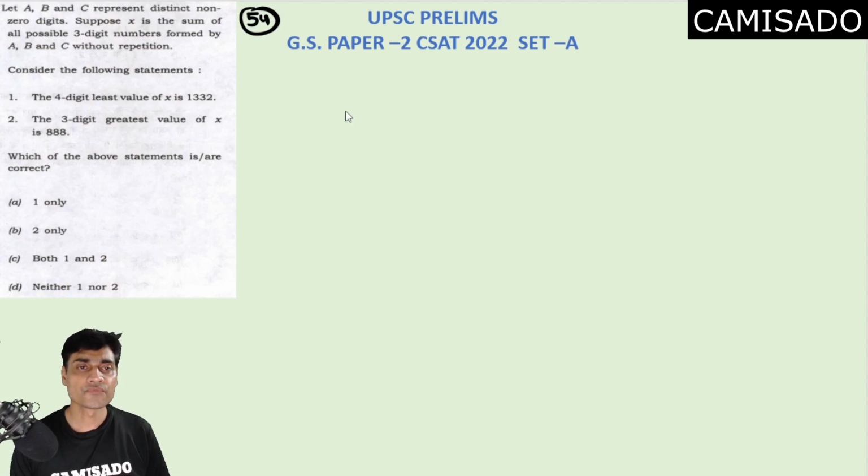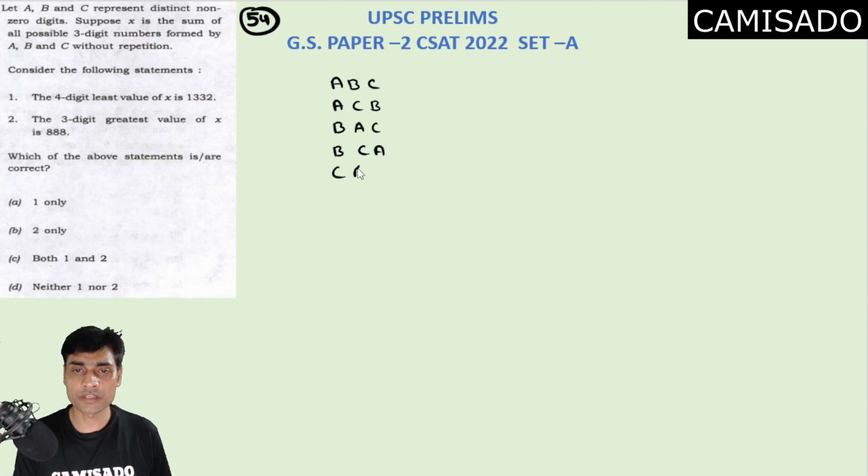Now next, A, B, C represent 3 distinct non-zero digits. Suppose X is the sum of all possible 3-digit numbers formed by A, B and C without repetition. So the digits are not repeated. Let the number be ABC, or the possibility is ACB. Then it can be BAC, or it can be BCA, it can be CAB, and it can be CBA.